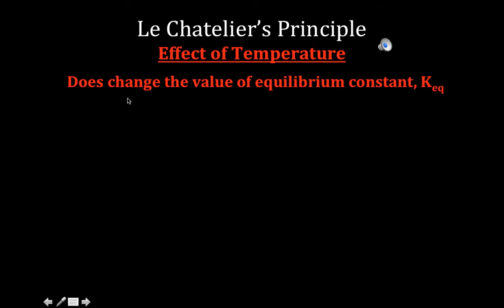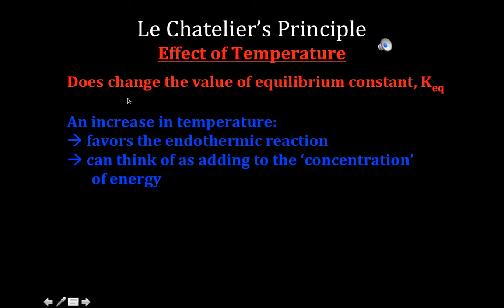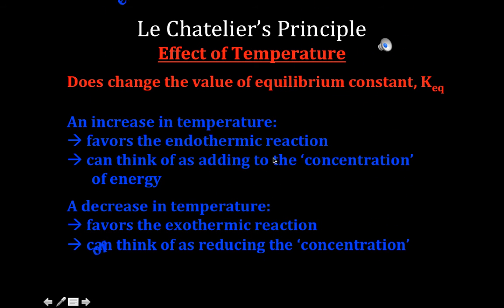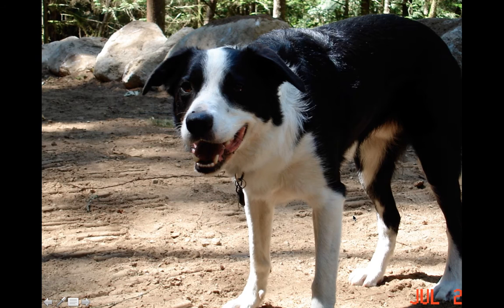Temperature. If we change the temperature, we get a new value of KQ. Increase in temperature favors endothermic reaction. You can think of it according to a PE graph or according to treating energy like a material. Decrease in temperature favors exothermic reaction. So an increase in temperature, we want to use up that energy, and that's why we go the endothermic way. Decrease in temperature, we're going to replace the energy, and that's why it goes in the exothermic way to generate some energy.